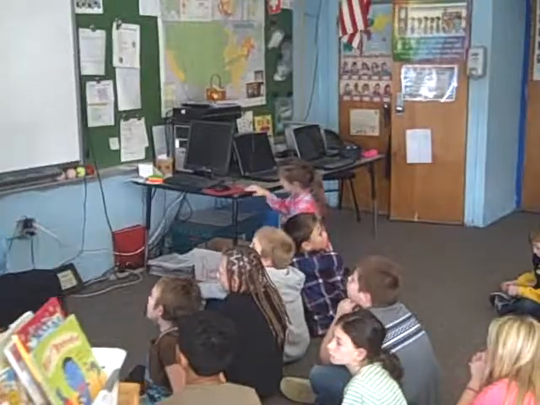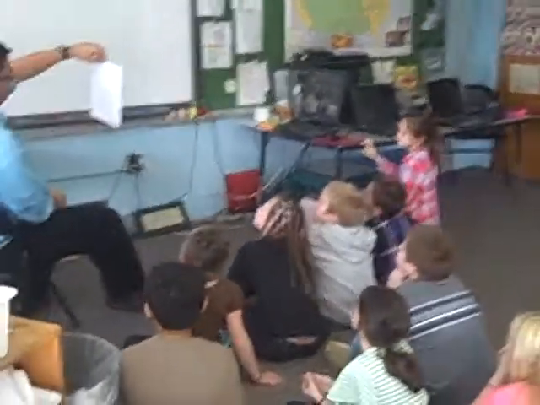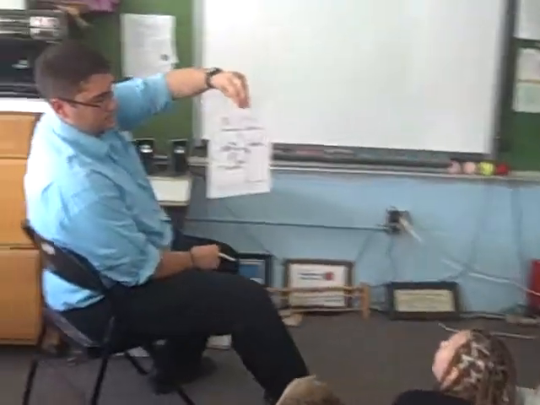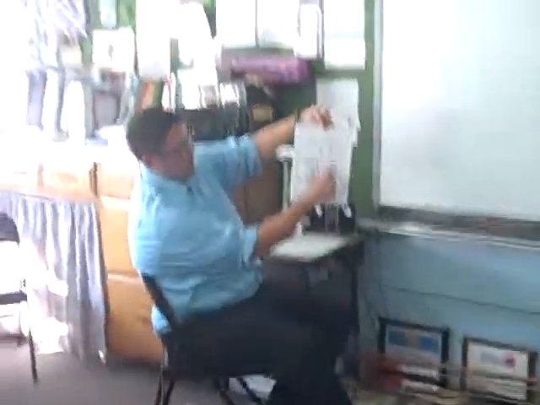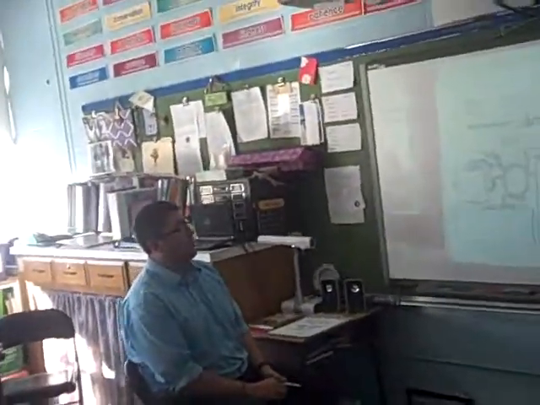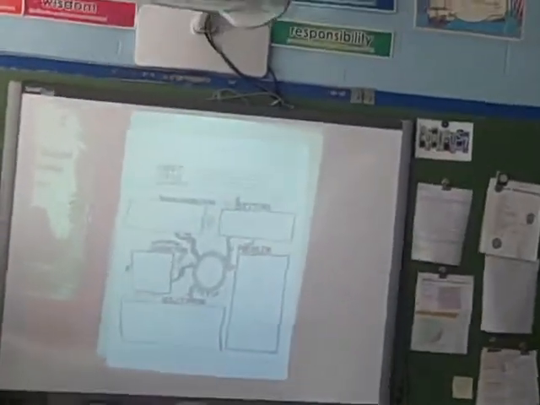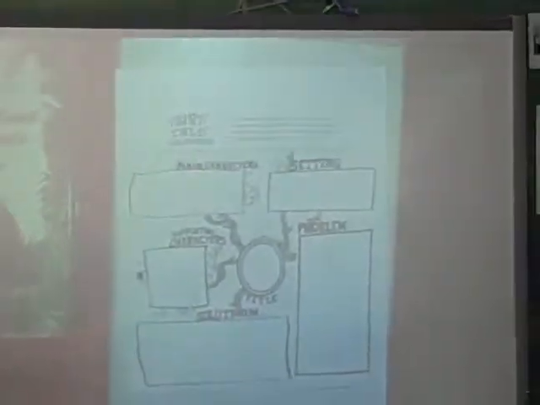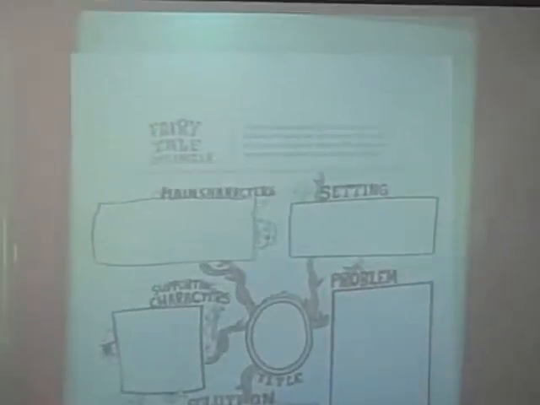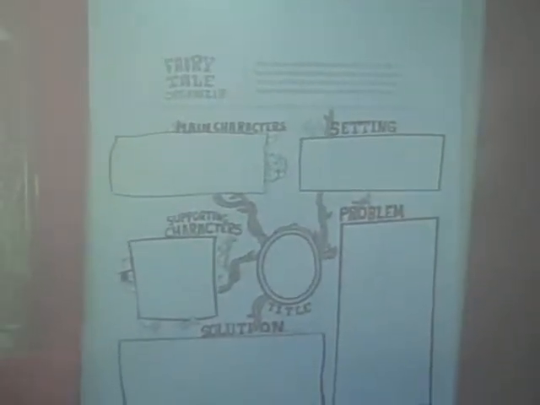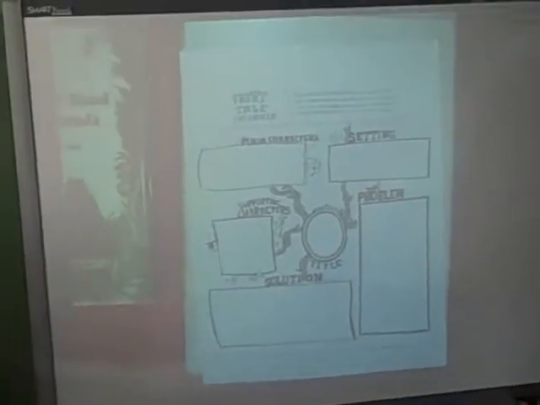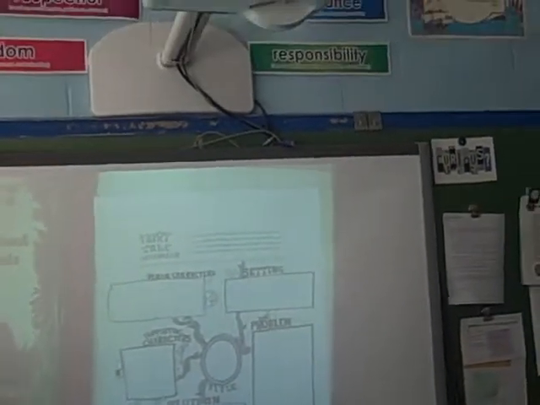So I'm going to show you guys the sheet really quick while it's warming up. What do you guys see on here? Squares. Yeah, the squares, and each one is titled. Rectangles. Okay, rectangles. They're titled main characters, setting, supporting characters, problem, and solution. So what we're going to do is think back about the story we just read and fill this in to help us remember it better and make more sense of it.